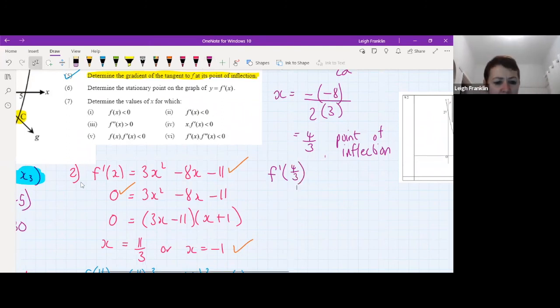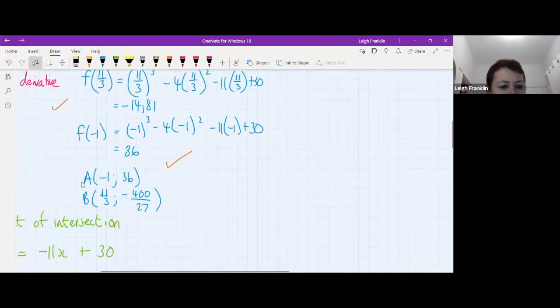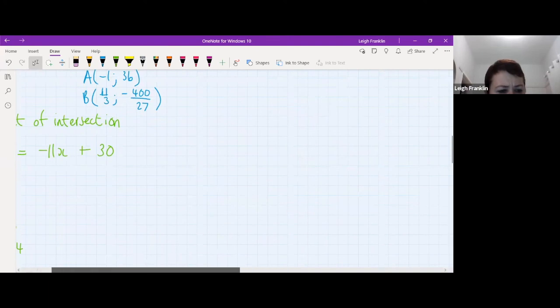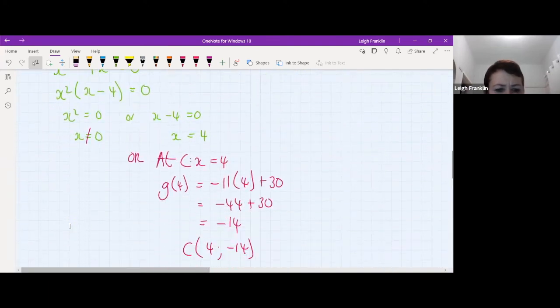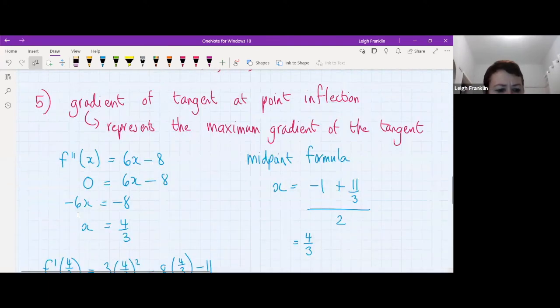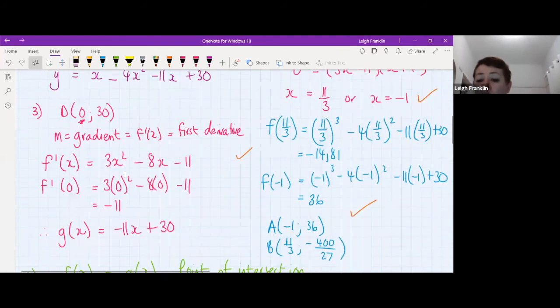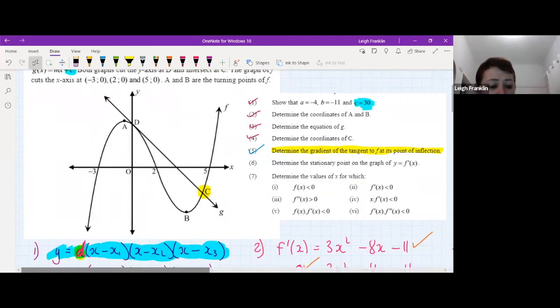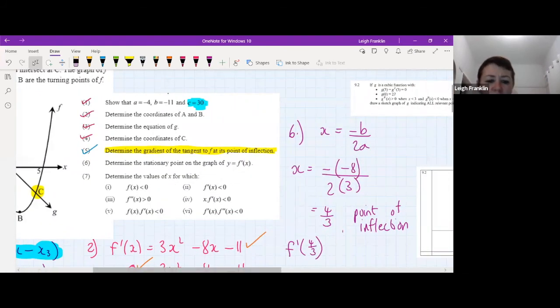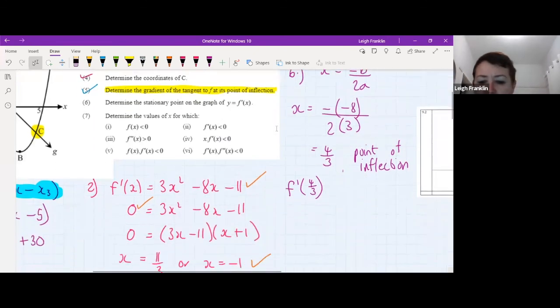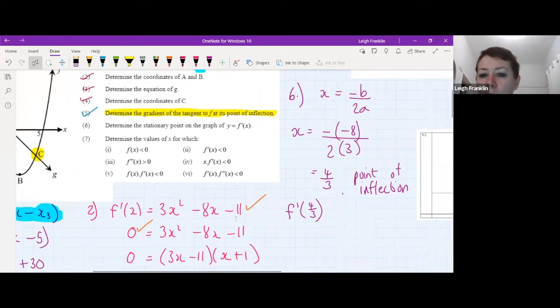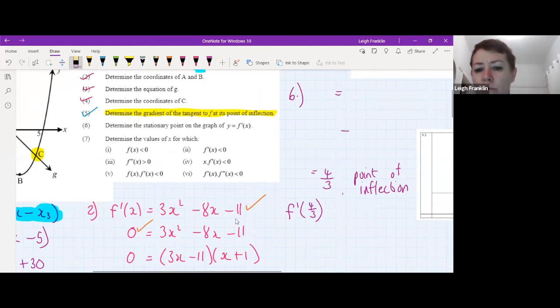Have we done that? Yeah, we've worked that out. So there, minus 49 over 3. So actually all we needed to do was write this down. They shouldn't have said determine, they should have said write down. That's not a very good question. Well, it's a good question, it's just phrased badly.